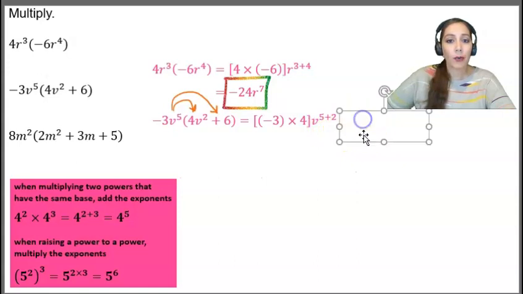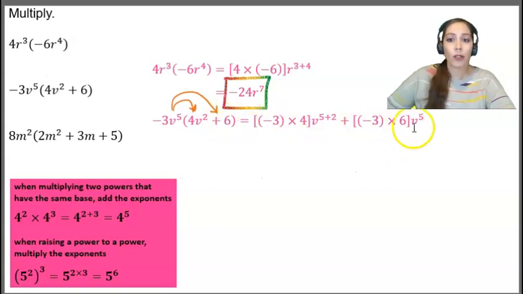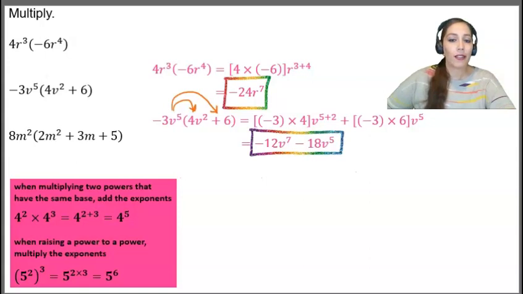Then on our second one here, we have negative 3v to the 5th times positive 6. So we'll take the coefficients, negative 3 times 6, multiply those by each other. And on this second one here, there's no v term, there's no variable at all. So we just have one v to the 5th, just like what we had here. From here, we're going to simplify a little bit more. Negative 3 times 4 is a negative 12. 5 plus 2 is 7. Negative 3 times 6 is a negative 18, v to the 5th. So my final answer for this in simplified form is negative 12v to the 7th minus 18v to the 5th.